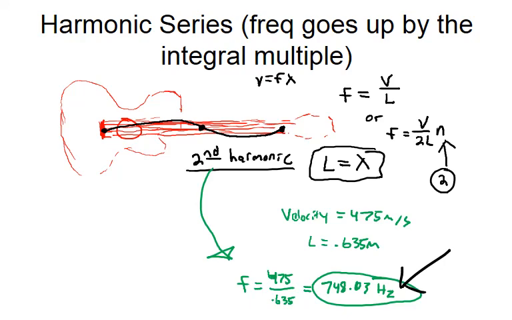You have the fundamental frequency, which we had, which was half of this. If we did the third harmonic, it would be 3 times the fundamental. Fourth harmonic, 4 times the fundamental. So as we get higher and higher in the harmonics, we get higher and higher frequencies.